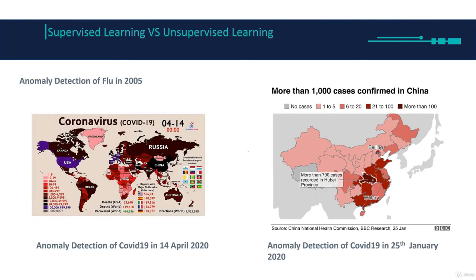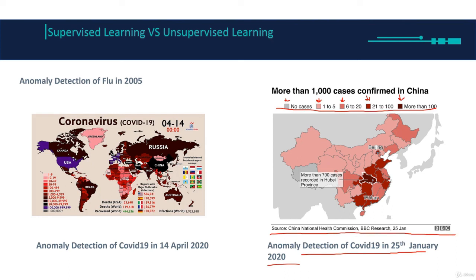Let's go and see COVID-19. Here again, the sources are here, you can check them later on. This is the anomaly detection of COVID-19 on 25th January 2020. Now this is the legend here. Gray means no cases. Light pink means 1 to 5 cases. Dark pink means 6 to 20 cases. Red means 21 to 100 cases, and dark red means more than 100 cases.